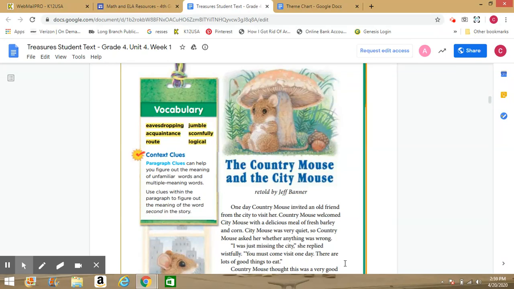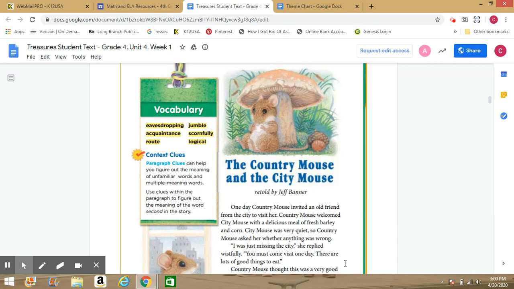Today we are going to reread the story, The Country Mouse and the City Mouse, retold by Jeff Banner. Yesterday we read this story, and when we read it, we wanted to focus on the vocabulary words. So, what good readers do, once they've read a story one time from beginning to end, is go back and reread the story and dig a little bit deeper so that you know what the story is about. The Country Mouse and the City Mouse is a fable.